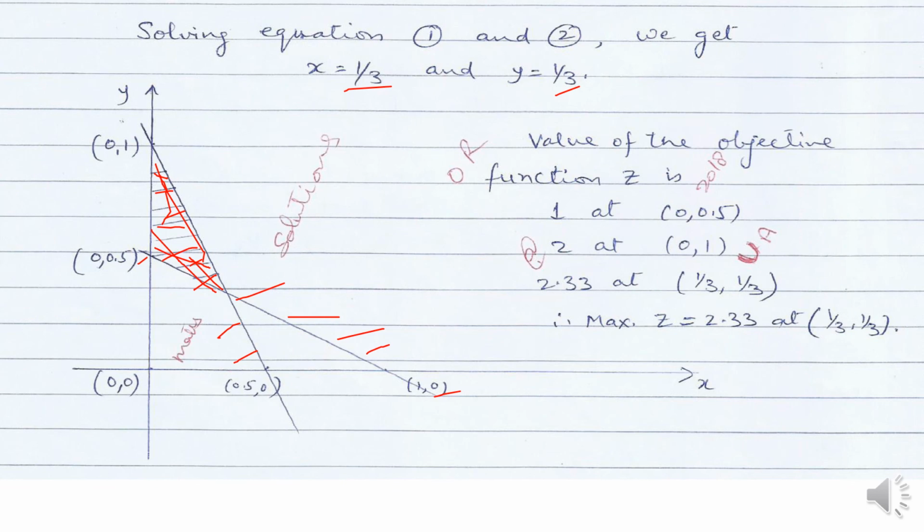So now we have the endpoints of this: 0, 1 and 0.5, 0, and 1 upon 3, 1 upon 3. So we got the corner points, that is 0 and 0.5, 0 and 1, and 1 upon 3 and 1 upon 3. When we calculate the value of z, that is the objective function, at these points, we get the value of z as 1 at 0 and 0.5, the value of z at 0 and 1 is 2, and at 1/3, 1/3 it is 2.